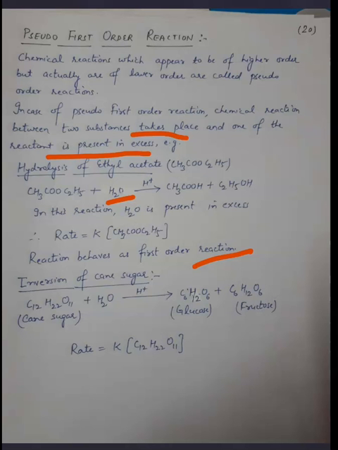Next is the inversion of cane sugar. C12H22O11 plus water. Here also water is present in excess, so the rate will depend only on the concentration of cane sugar. So this appears to be of higher order, but it is of first order, because water is present in excess. So these are pseudo first order reactions.